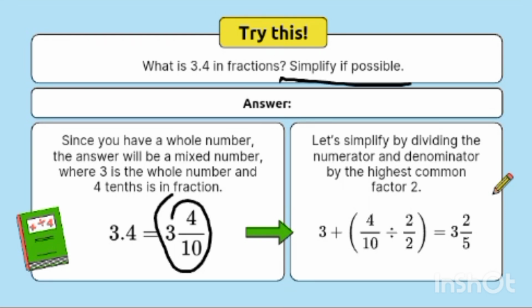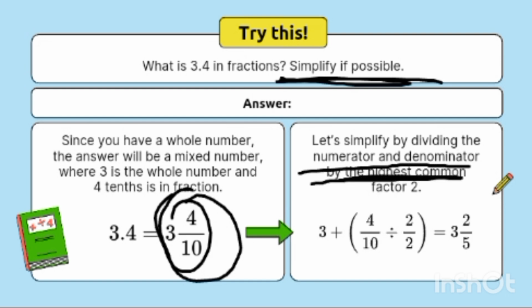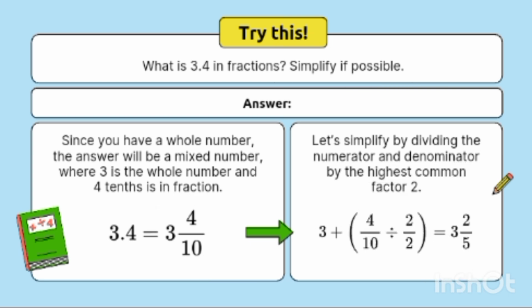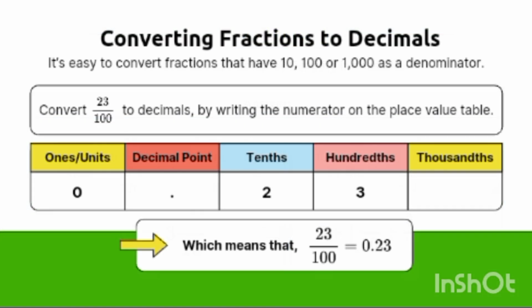But they also said to simplify if possible, so let's simplify by dividing the numerator and denominator by the highest common factor, which is 2. So we have 3 plus, and then in the bracket we have this. When we divide 4 by 2 and 10 by 2, we get 2 by 5. And we put over here 3. So our answer would be 3 2 by 5. This is how you can simplify it.